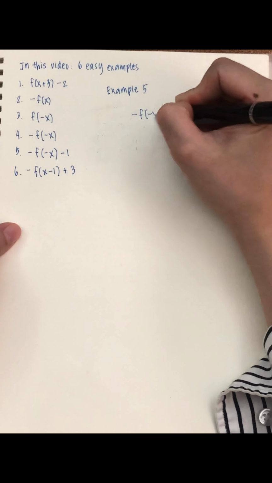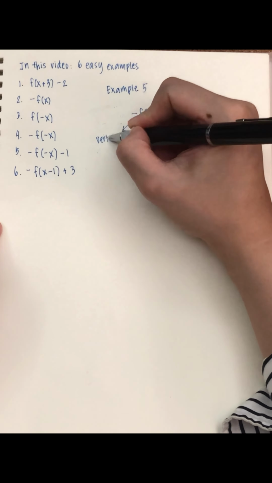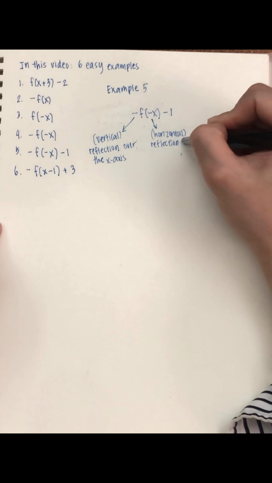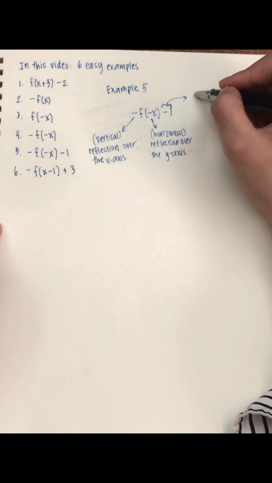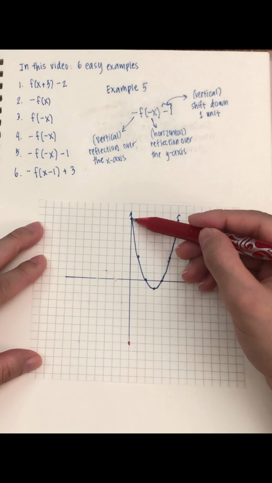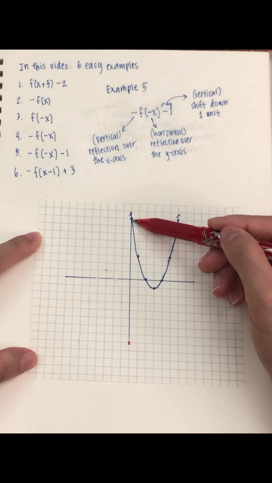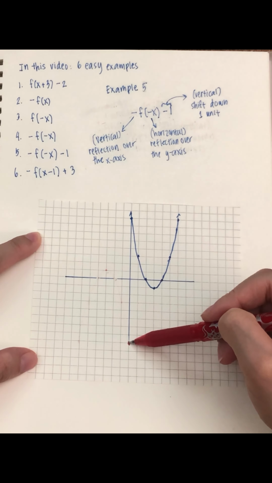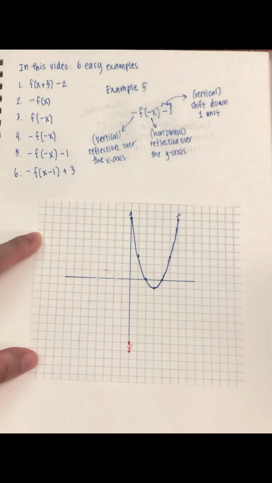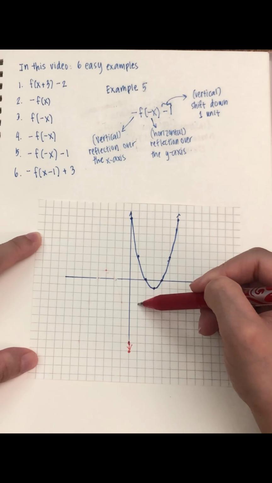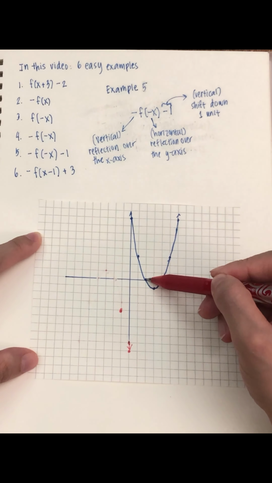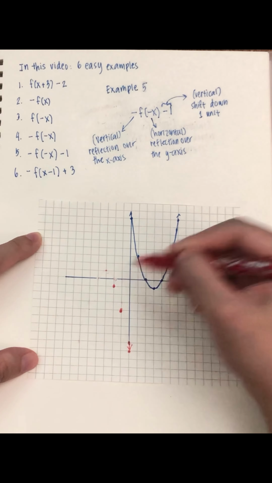Example 5, negative f of negative x minus 1. There are three transformations. A reflection over the x-axis, a reflection over the y-axis, and then a shift down by 1 unit. This means that you simply need to repeat the steps in example 4, but also shift all the points down by 1 unit. This is the perfect time to mention that you must do all the reflections first before you do any vertical or horizontal shifts.